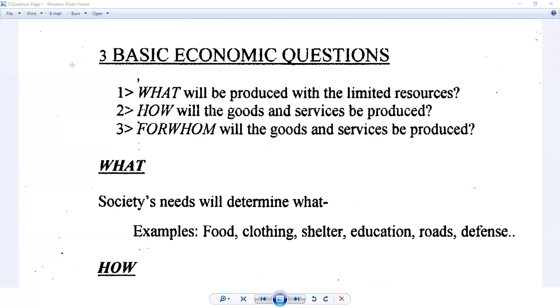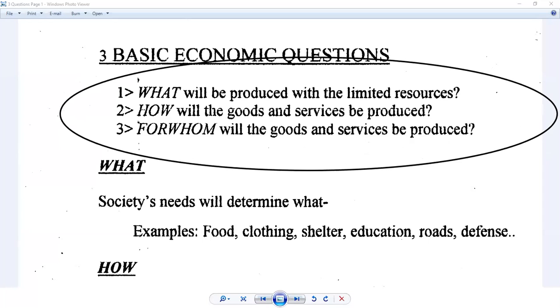How they decide to answer those three questions helps to determine the type of economic system they have. What are they going to produce with their limited resources? Because we know everything is scarce, doesn't matter what it is. How are they going to produce the goods and services that their society wants with those limited resources?